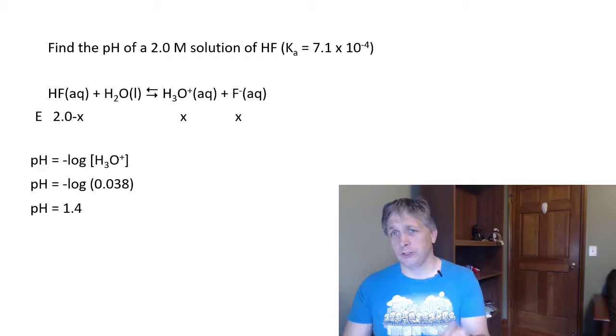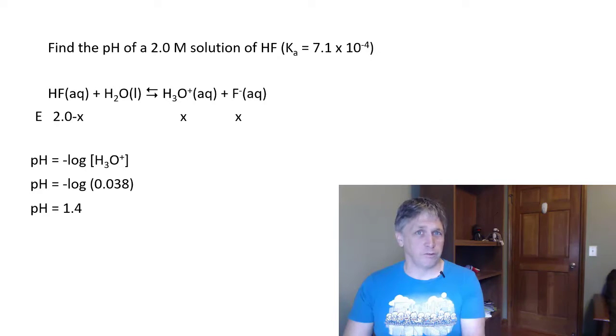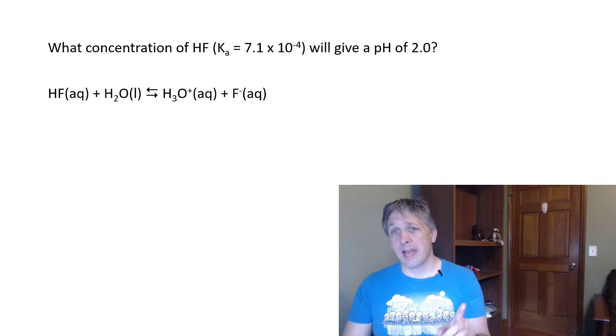So we just calculated that a 2 molar solution of this acid should have a pH of 1.4. But let's say you actually need a pH of 2. Now, what concentration should we use? So again, we're going to start with an ICE table. When in doubt, start with an ICE table, see where that takes you.